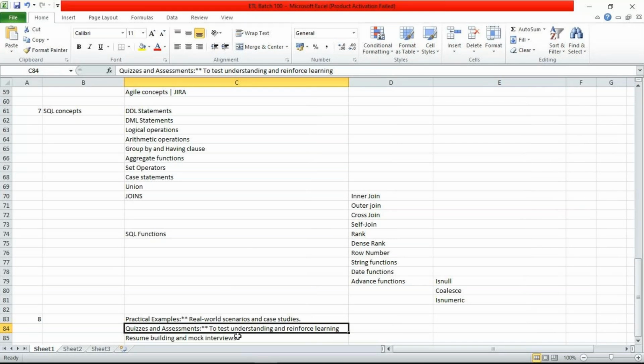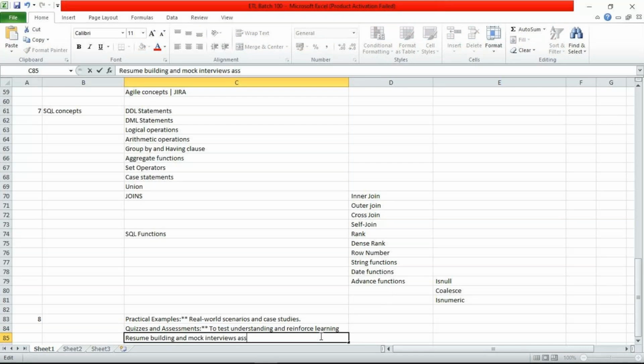And those who need resume building assistance and mock interview assistance, I'm open to giving assistance to such students also. This is optional again, for those who need it. There are guys who are already in the industry who might not need it, but this is optional. Okay, so this is our course content.